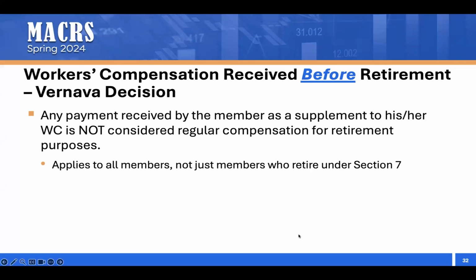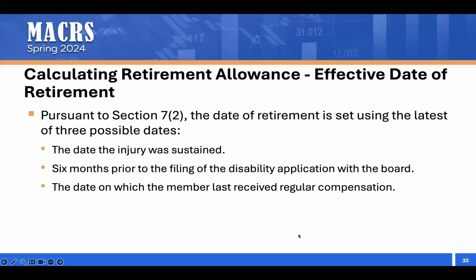So how do we calculate the effective date of retirement for someone retiring on accidental disability? Pursuant to Section 7.2, there are 3 possible dates to use to determine the effective date of retirement. And it's the most recently occurring, or the latest, of the 3 following dates. The first is the date the injury was sustained. The second is the date 6 months prior to the filing of the application with the board. The third is the date on which the member last received regular compensation.